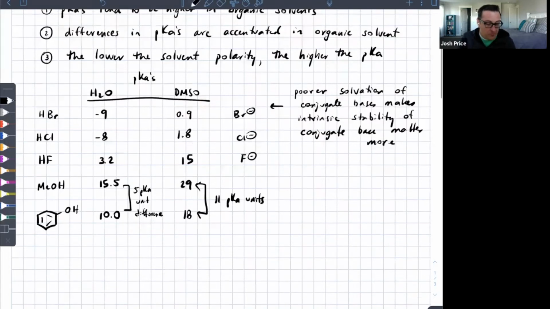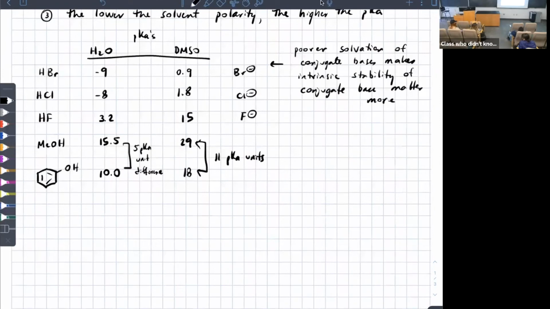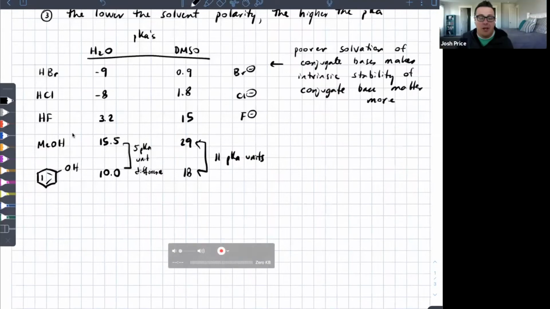I have a question. Yeah, go for it. So does it just have to do with the fact that it's resonance? It doesn't really have to do with that it's bigger or bulky? Yeah, so that's a good question. There's probably multiple things going on here.